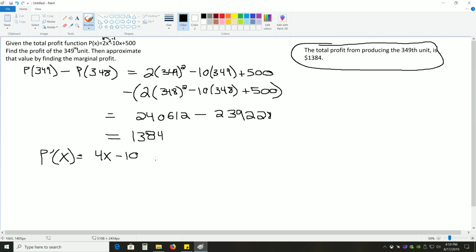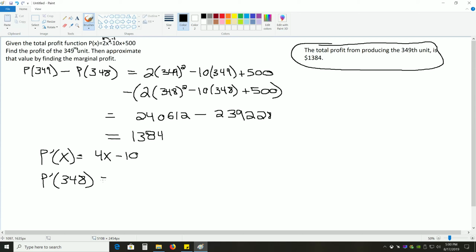So once we find this derivative, for marginal profit or marginal cost or any of those, the formula is always that you find your derivative and you plug in the unit that came right before what you're looking for. Meaning, we are going to find P prime of 348. We're looking for the profit of the 349th unit, so we use what comes before it.